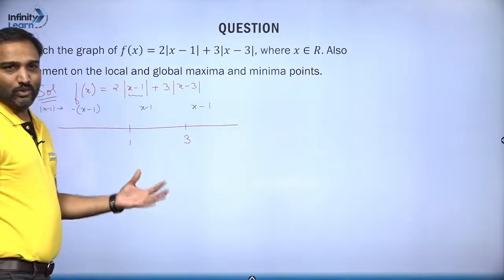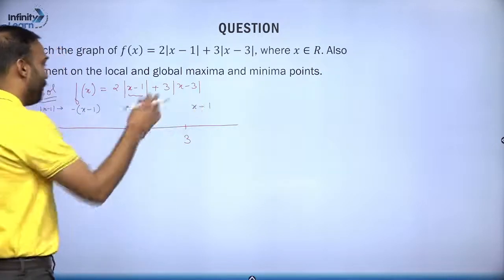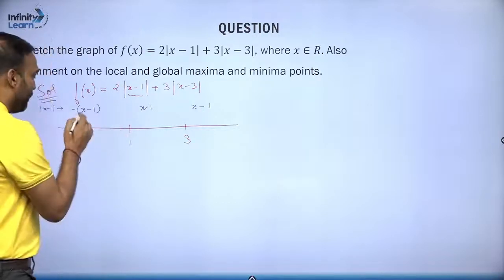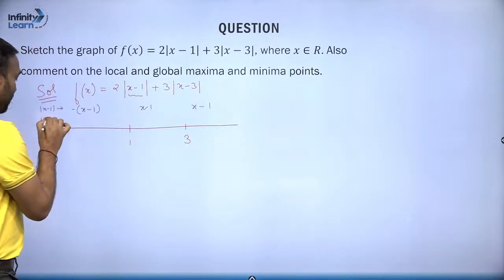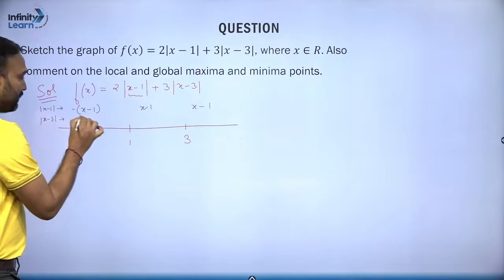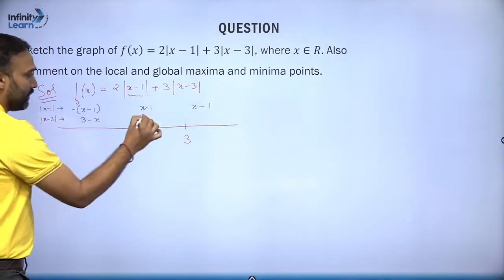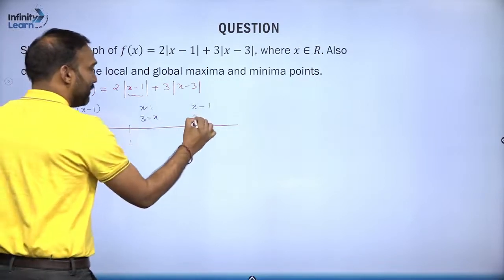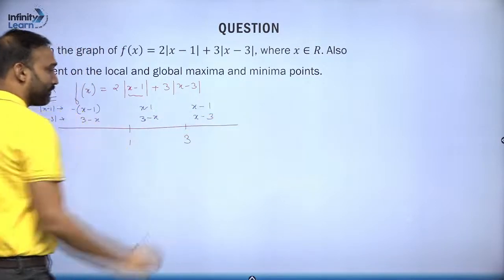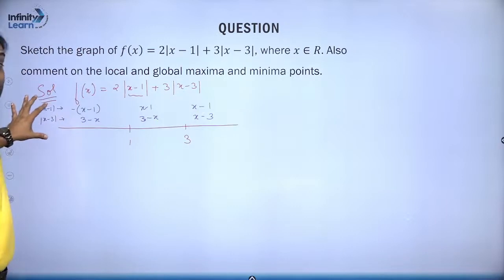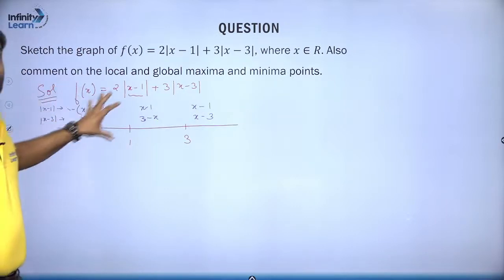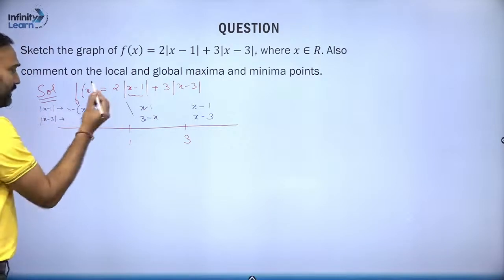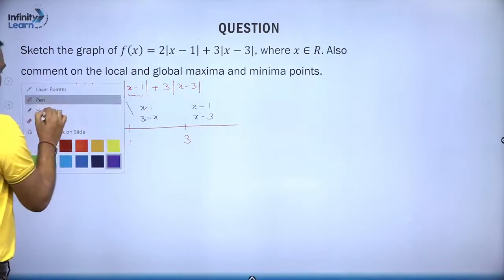Now same is the story for mod of x minus 3. Mod of x minus 3 would be negative when you have x less than 3. So over here, let me write mod of x minus 3. This is 3 minus x, and once I cross 3, it becomes x minus 3. Right? So I have represented mod in all these three areas. No worries. Let me remove it.